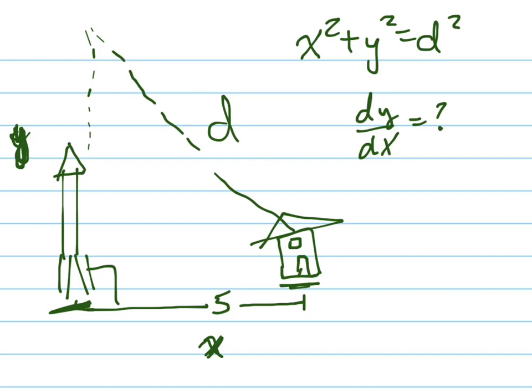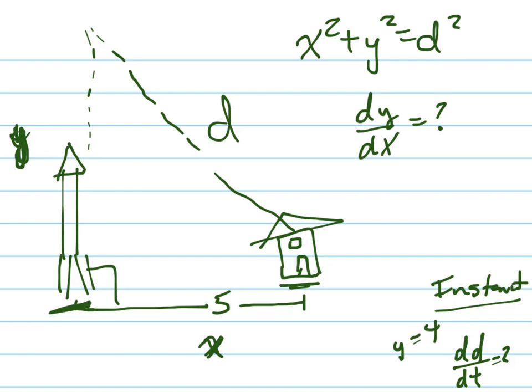When it's 4 miles high, and this is the instant that, I'm going to write this down here because we use this at the end, the instant when it's 4 miles high, so y equals 4, and the distance from the radar station is increasing at a rate of 2,000 miles per hour. So that's the distance, that's the dd/dt equals 2,000 miles per hour. So that's what they want us to find.